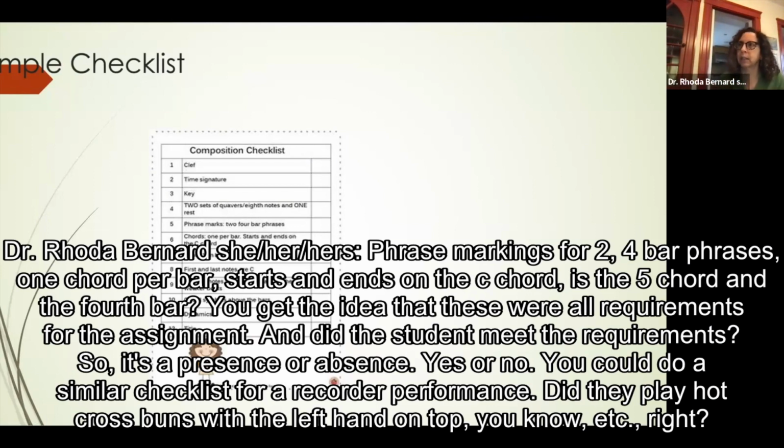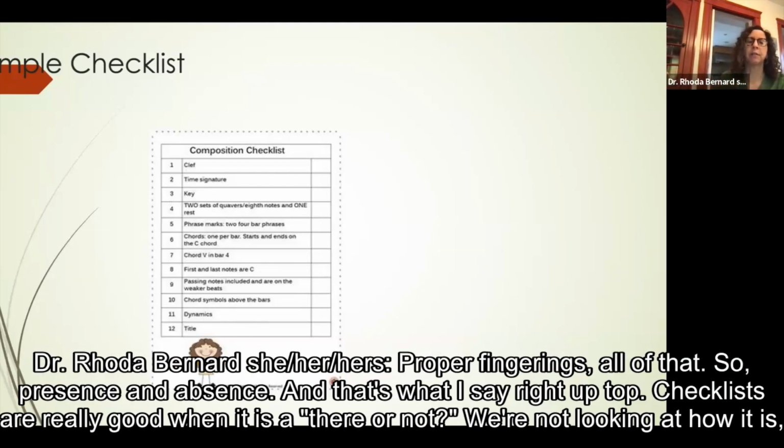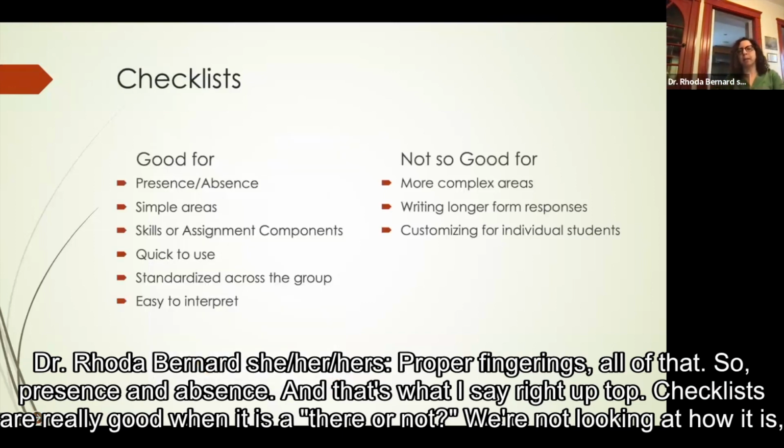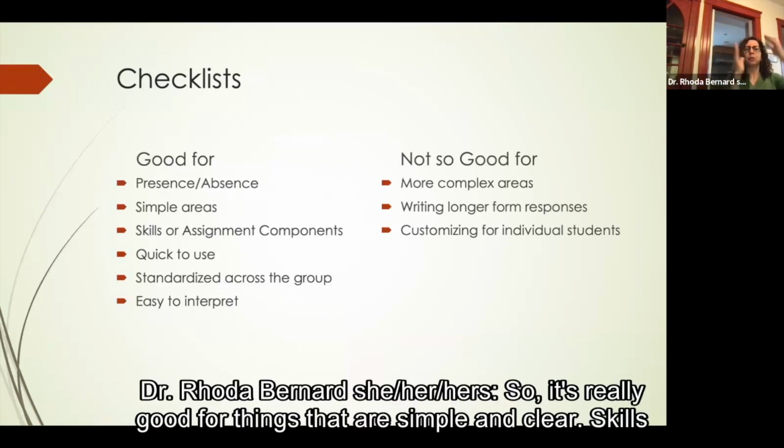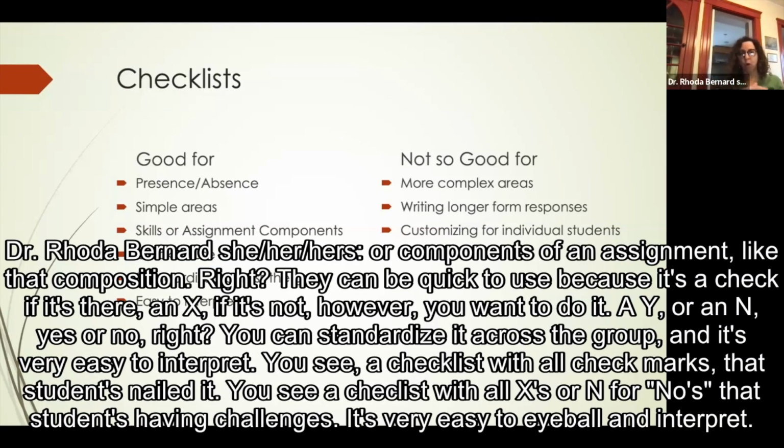You could do a similar checklist for a recorded performance. Did they play Hot Cross Buns with the left hand on top, et cetera, right? Proper fingerings, all of that. So presence and absence. And that's what I say right up top. Checklists are really good when is it there or not? We're not looking at how it is, just is it there? So it's really good for things that are simple and clear. Skills or components of an assignment like that composition, right?